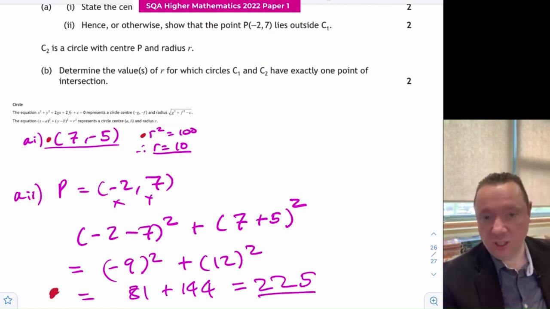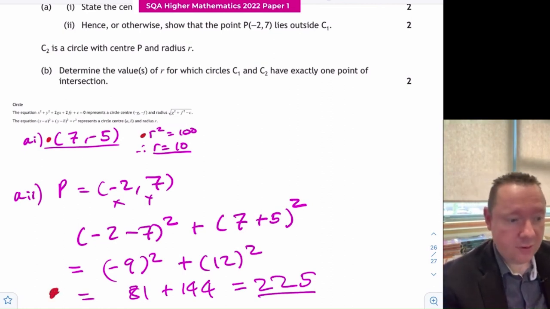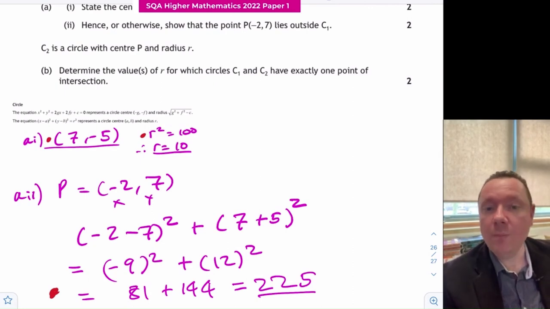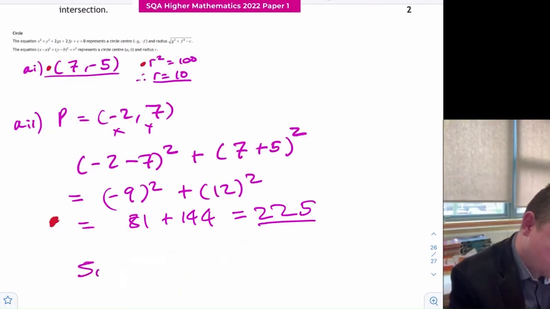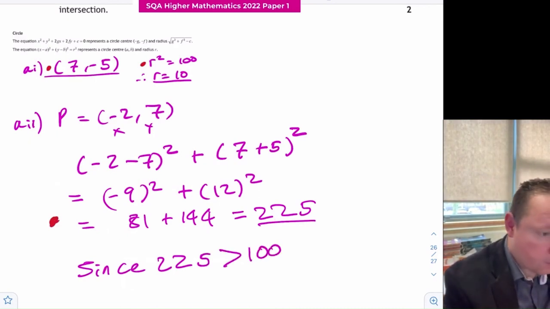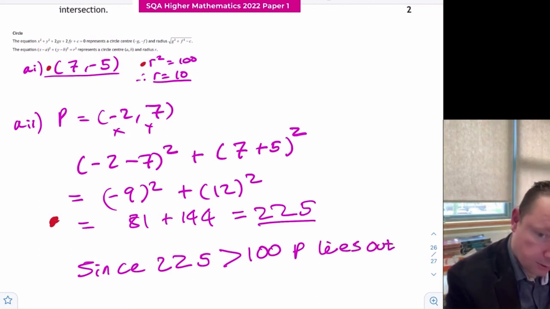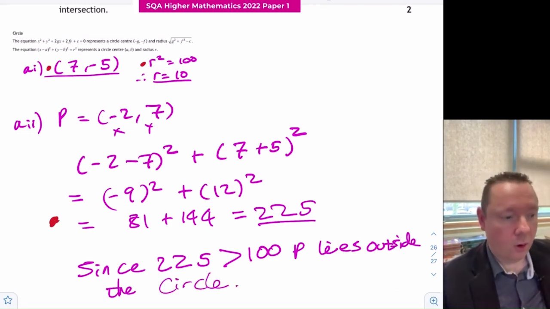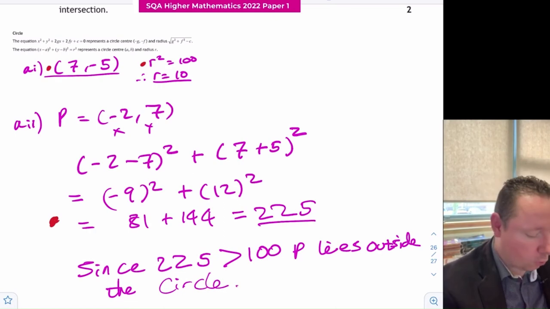Then we need to actually say what that means. So we can say that since 225 is bigger than 100, P must be outside the circle. Since 225 is bigger than 100, P lies outside the circle. And there we are for the next mark. So we've got 4 marks already.